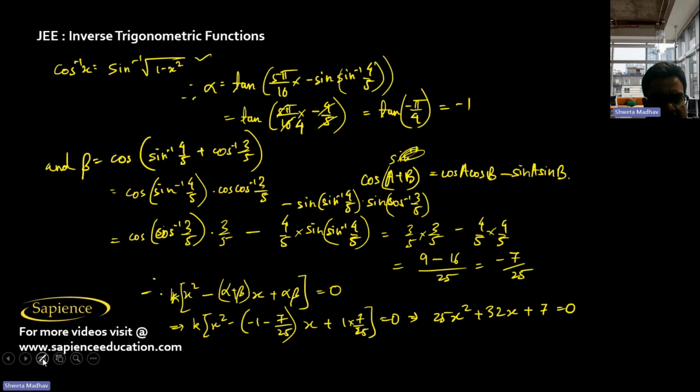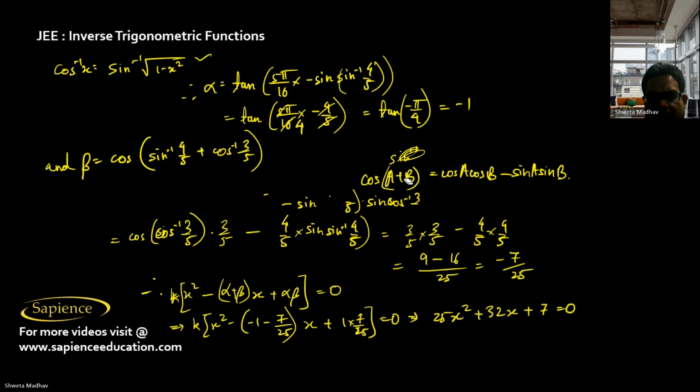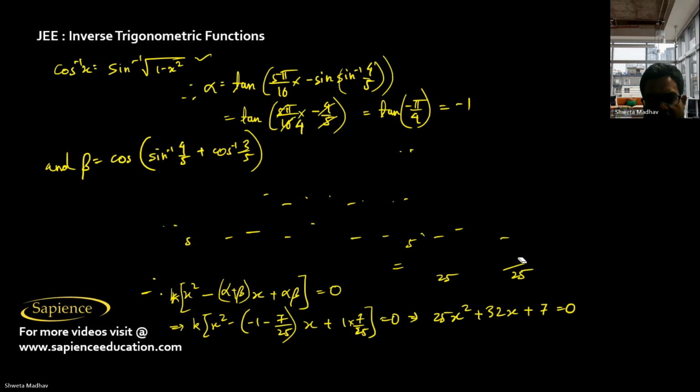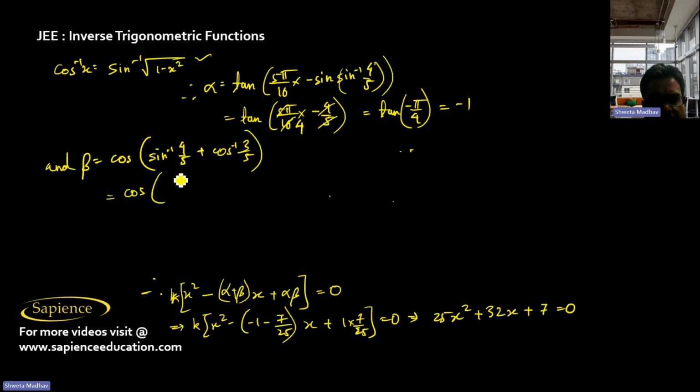Or here actually there is some mistake. This one, here we can write sine inverse 4 by 5 is the same as cos inverse of 3 by 5 plus cos inverse of 3 by 5. So this will be cos of 2 cos inverse 3 by 5.